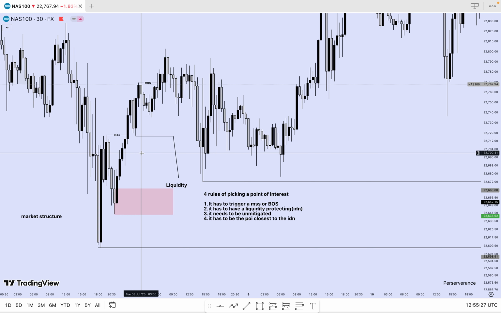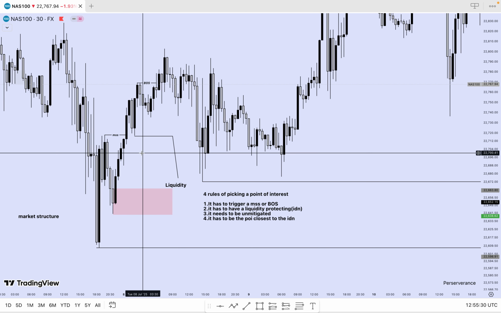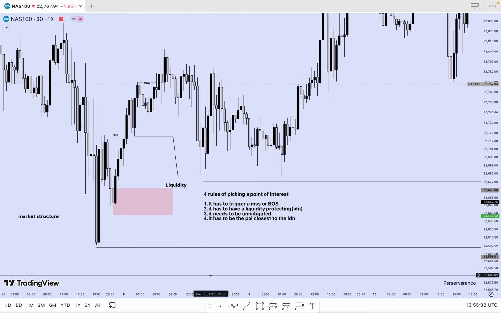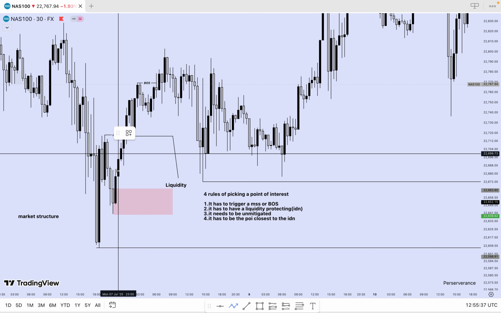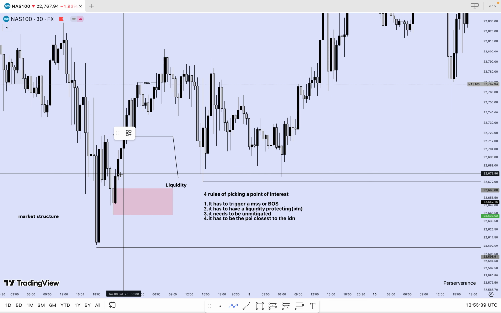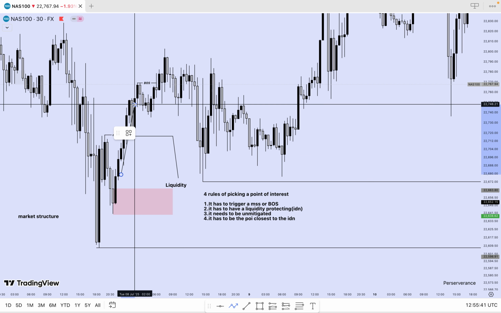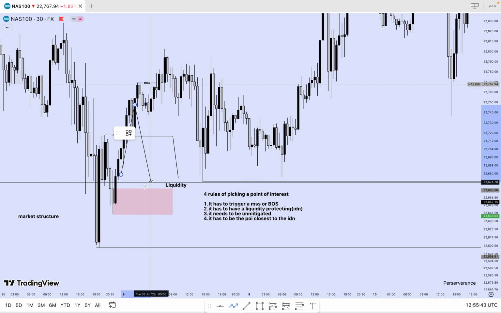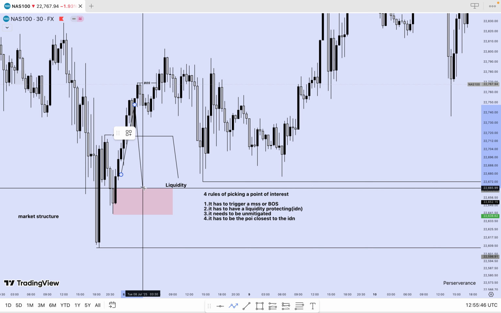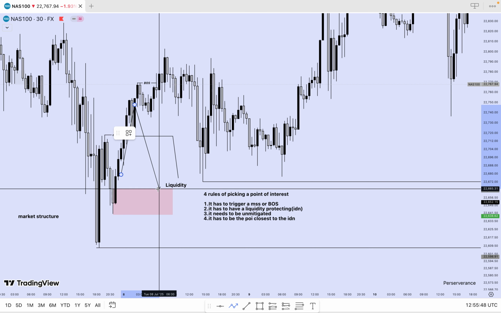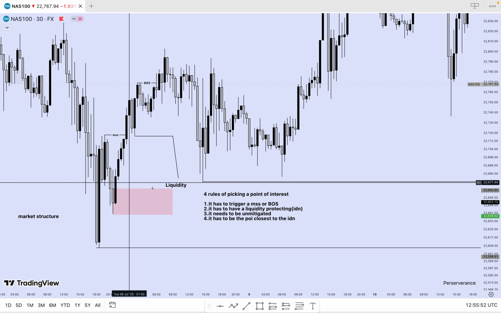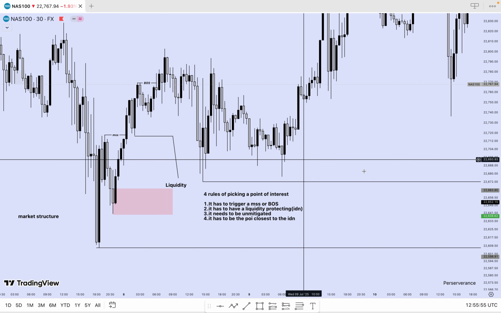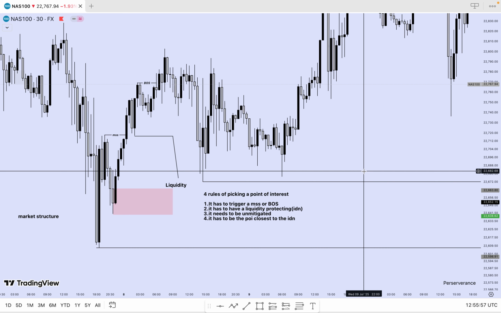Third, it needs to be unmitigated. When it comes to mitigation, it means that after the market structure shift, this inducement did not actually tap this order block before pushing back up. So it means that this order block is unmitigated. No candlestick has tapped this order block.